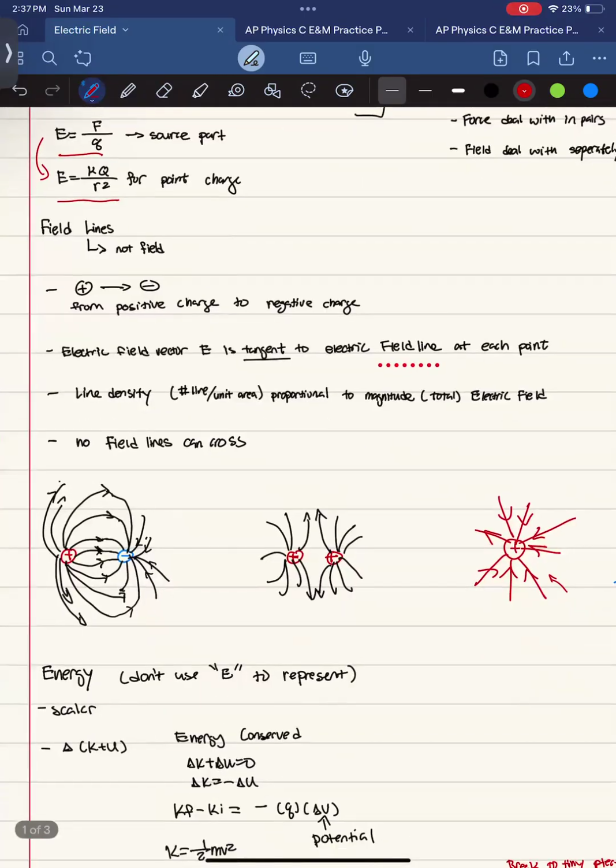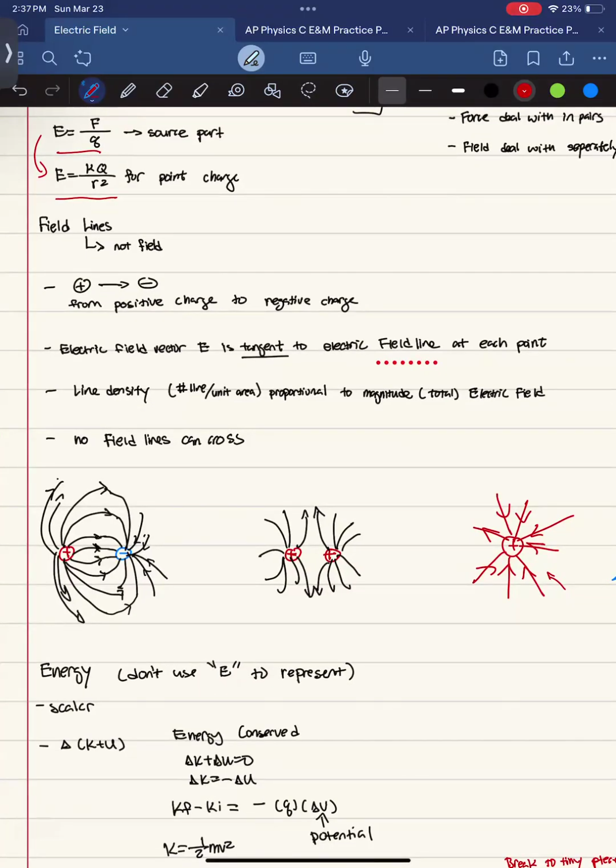So next, I'll be talking about field lines. Field lines are not the same thing as electric fields. They are lines that represent the movement of electric fields. Some key concepts to remember: it always goes from positive charge to negative charge. The electric field vector E is always tangent to the electric field lines. Line density, which is the number of lines per unit area, is always proportional to the magnitude of the total electric field. And no field lines can cross each other.